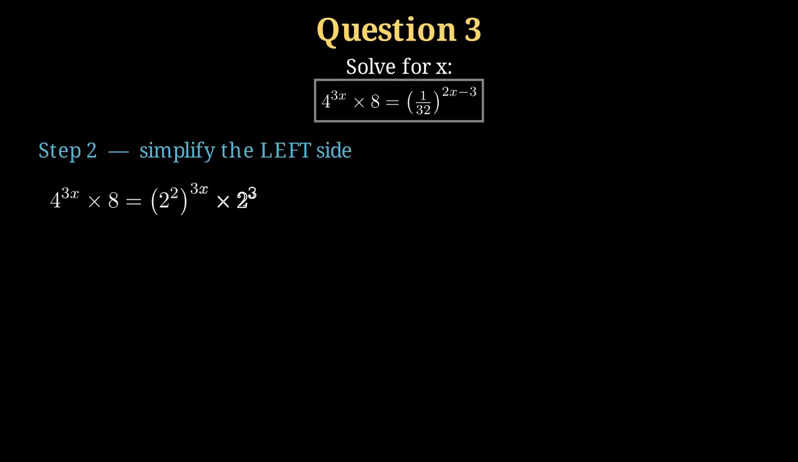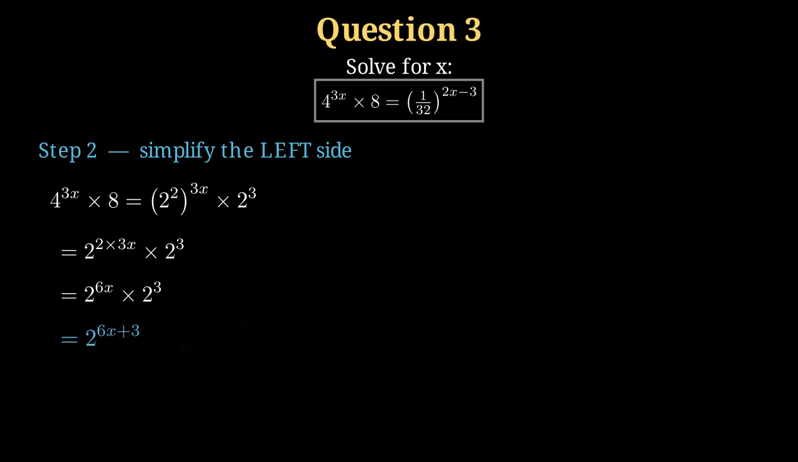On the left, we have 4 to the 3x times 8. Replace 4 with 2 squared and 8 with 2 cubed. A power raised to another power: we multiply the indices. So 2 squared, all to the 3x, becomes 2 to the power 2 times 3x. 2 times 3x is 6x. So we have 2 to the 6x times 2 cubed.